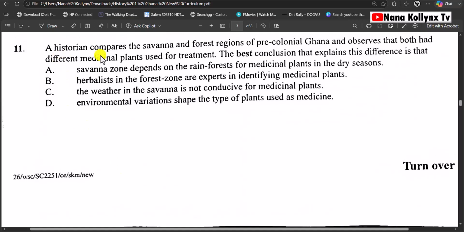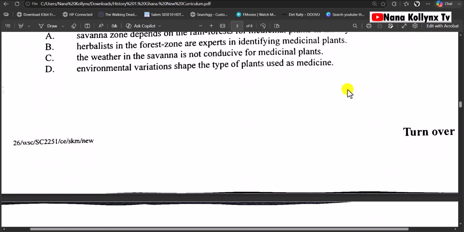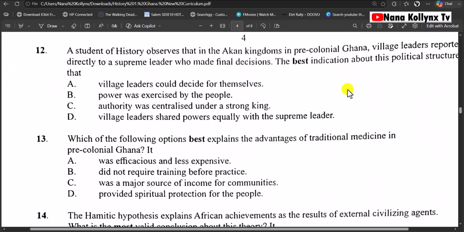Number 11. A historian compares the savanna and forest regions of pre-colonial Ghana and observes that both had different medicinal plants used for treatment. The best conclusion that explains this difference is that, let's go to 12.